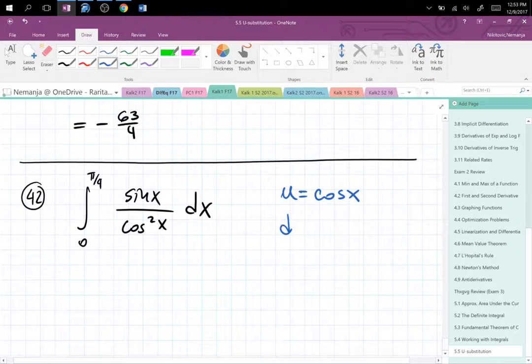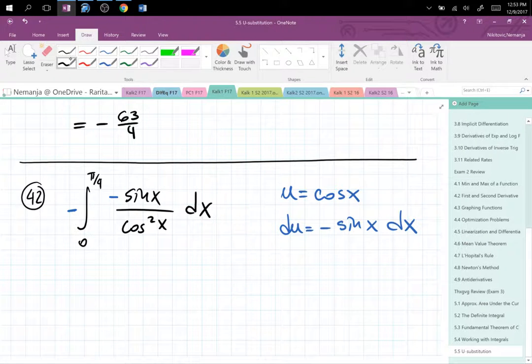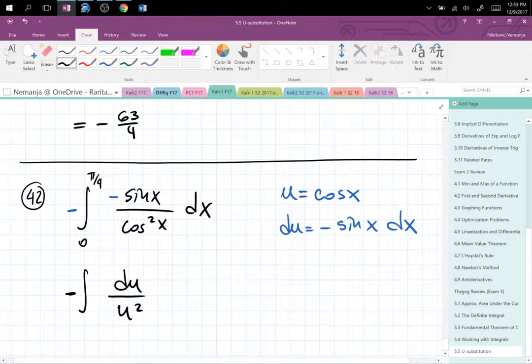What's the du? Negative sine x dx. So you see the dx, you don't have a negative, so we'll put the negative in. And now we have the integral, with a negative in front. What do we have? We have du over u squared.